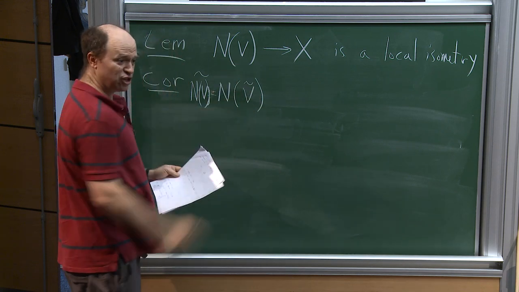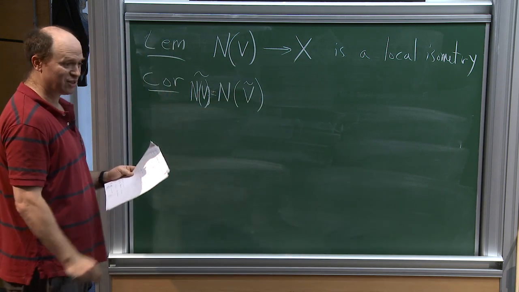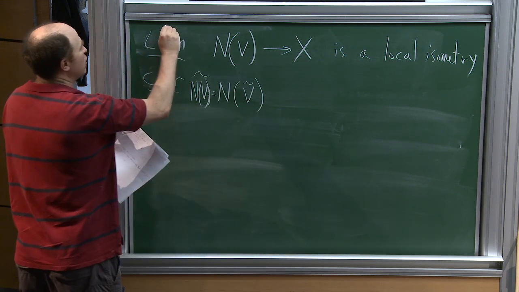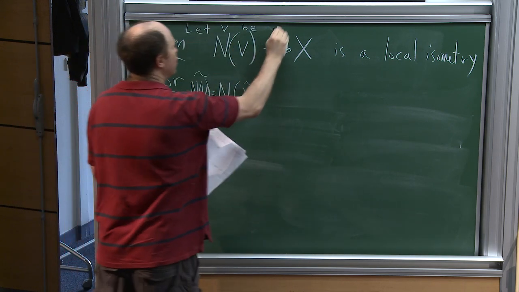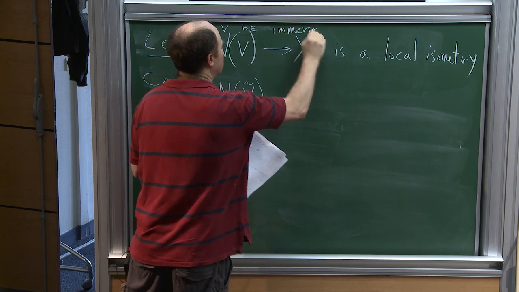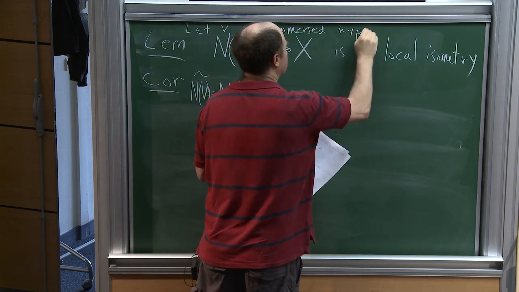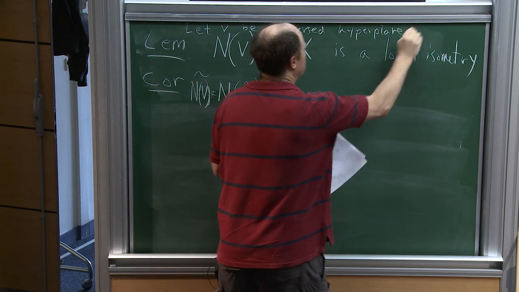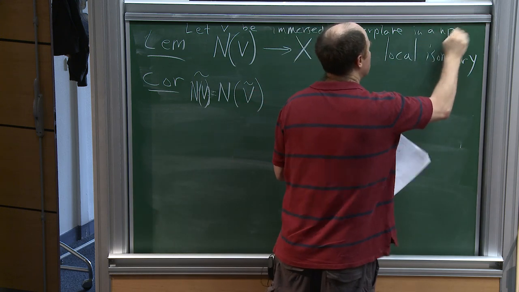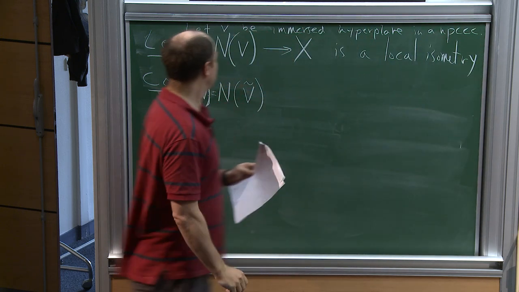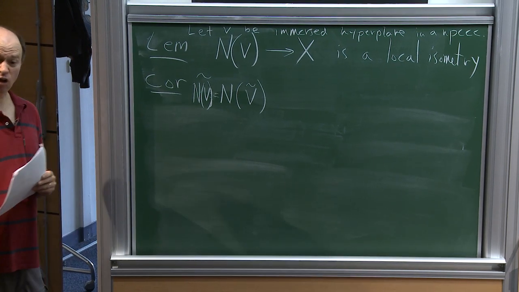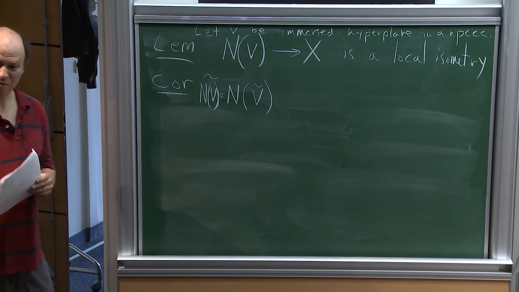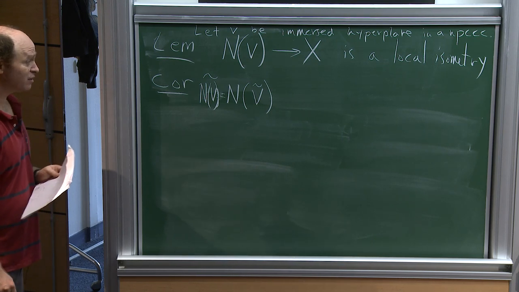Okay, as yesterday, or as 2 days ago, I see, there was a break yesterday. So let V be an immersed hyperplane in a non-positively curved cube complex. Then its carrier maps to X by a local isometry. You can kind of believe that from the pictures, but you have to check.